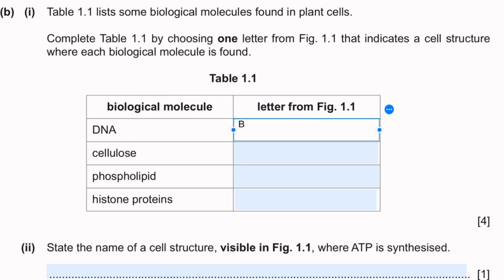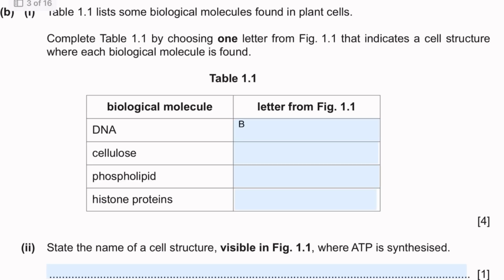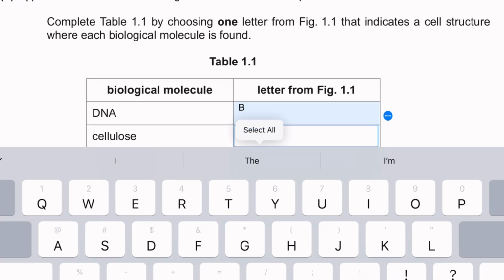Okay. Then he asks about cellulose. Cellulose is present in the cell wall. Let's look, where is the cell wall labeled? It's E. Okay, fantastic. So this would be E.